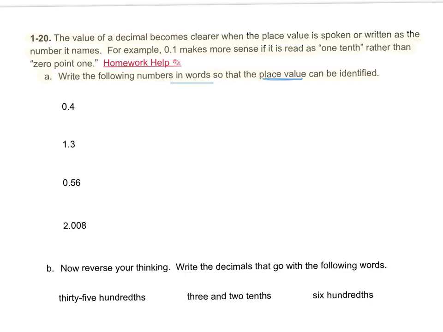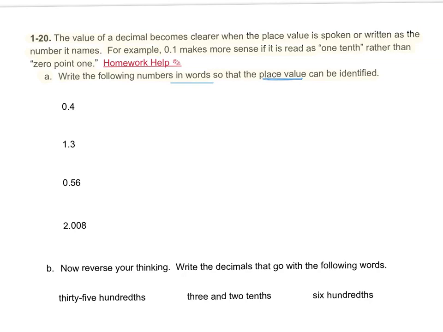So again, the directions: we need to write the numbers in words so that the place value can be identified. Before I do any of it, I would like to create my place value chart. Make sure you're also doing that on your paper, and also pause the video or rewind so that you could do the same thing or learn ahead of me.